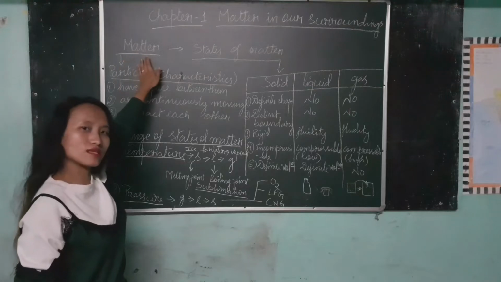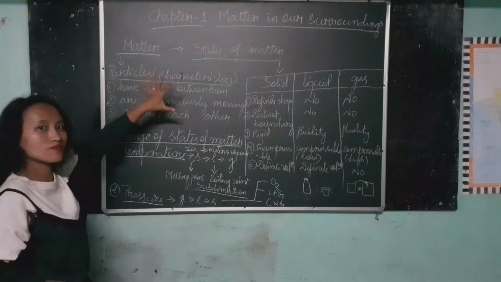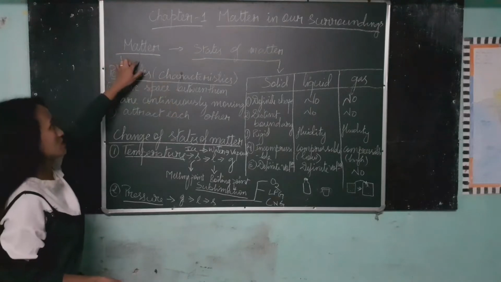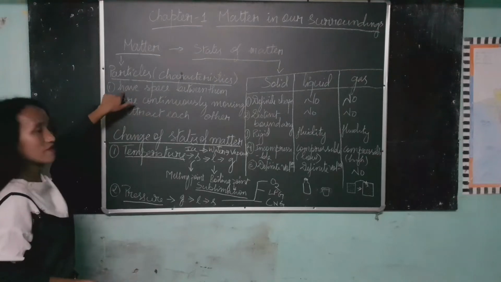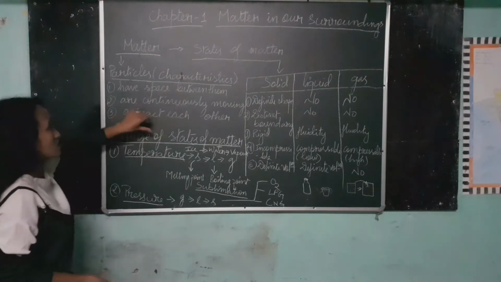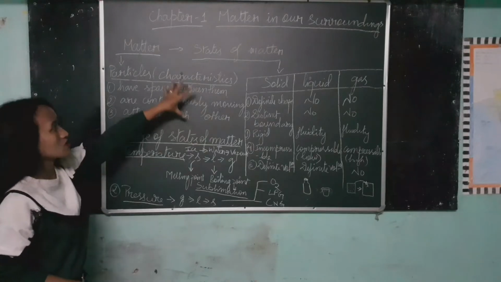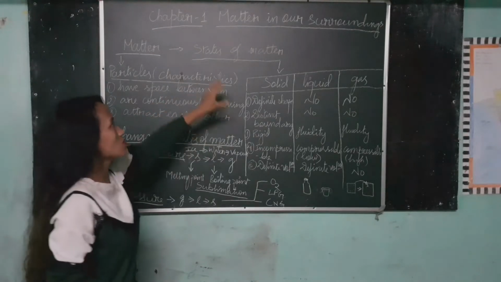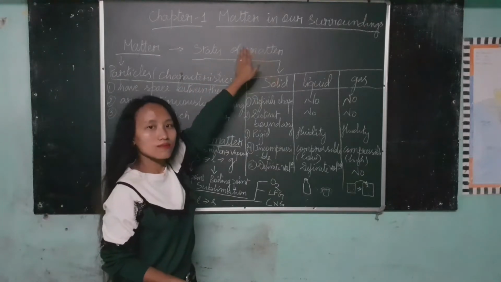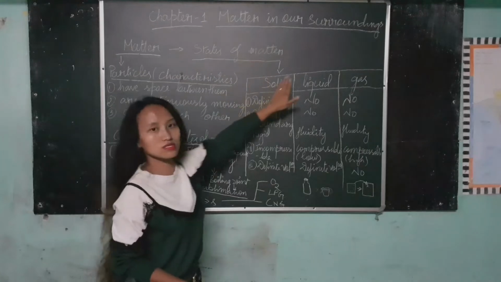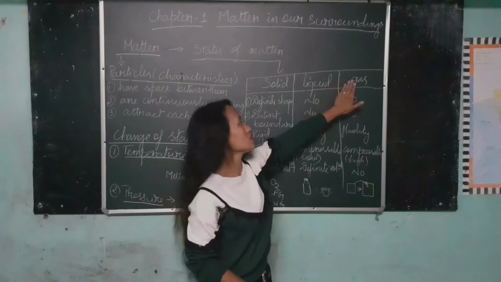And also this matter is again made up of particles. Tiny particles, many tiny particles, they make up the matter. And these particles have three characteristics. One is they have space between them. They are continuously moving and they attract each other. But before going to these characteristics, we must know that there are three states of matter. The matter, they exist mainly in three states, that is number 1, solid, number 2, liquid, and number 3, gas.